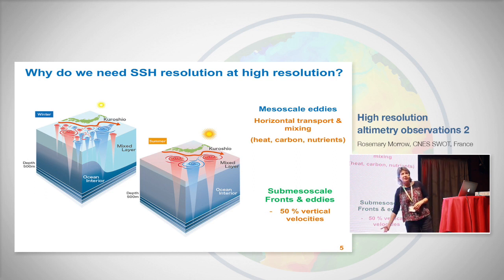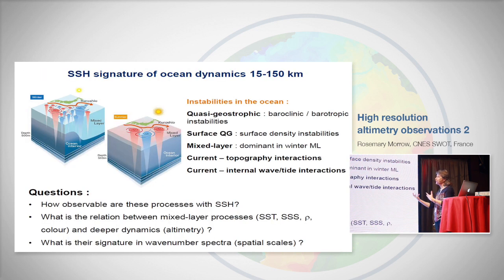In winter, when you get very deep mixed layers at these mid-latitudes, there's a lot of mixed layer instabilities that develop, a lot more submesoscale structures. And as Baylor also said, numerical models are showing that these are probably responsible for about 50% of the vertical velocities. So the exchange of heat carbon from the surface layer into the deep ocean, and also the vertical exchange of nutrients.